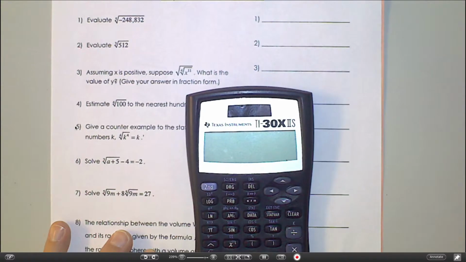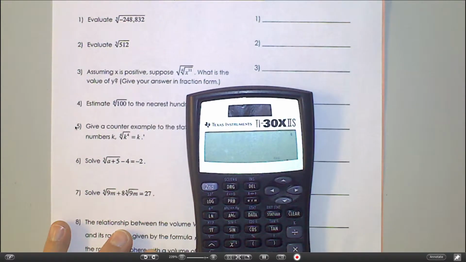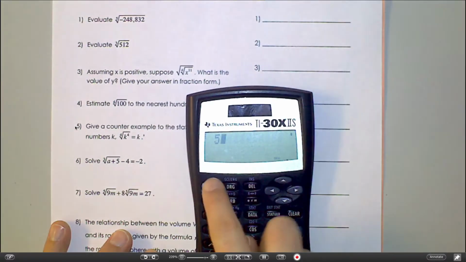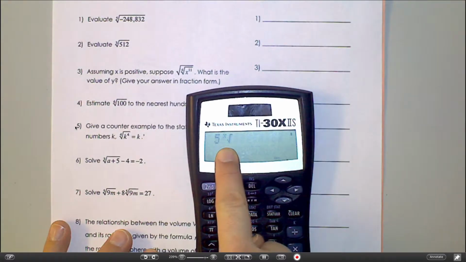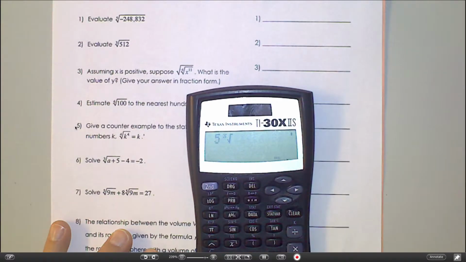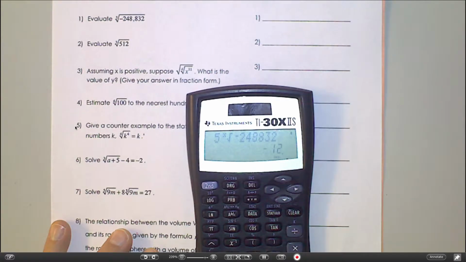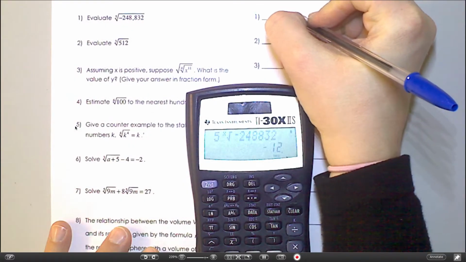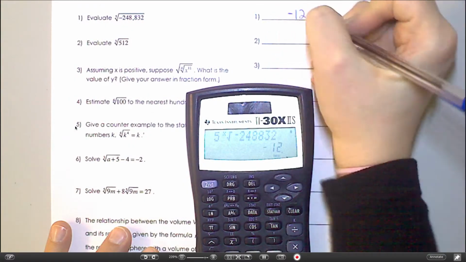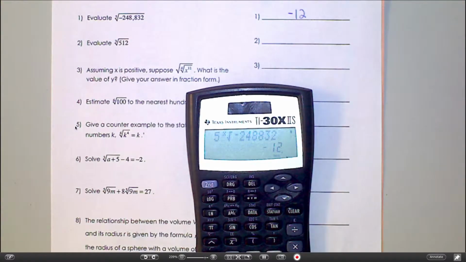So I'm going to type in the fifth, and then you want to use that x root. Make sure you're using the x root and not the square root. When I do this, this is like saying the fifth root of, and then I'm just going to type in that number, negative 248,832. Negative 12. That was easy. No factor trees here, no work. Straighten your calculator when it says evaluate.